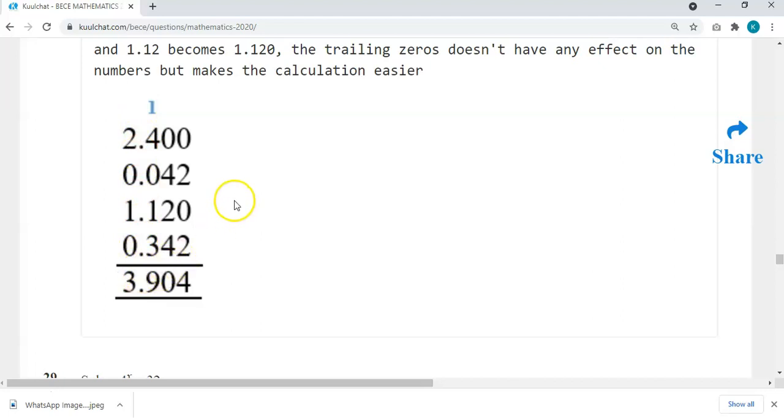So whenever you are given such a question, make sure that they have the same number of digits. You can add trailing zeros, as many as are needed to get the same number of digits. Okay, so the answer is 3.904.